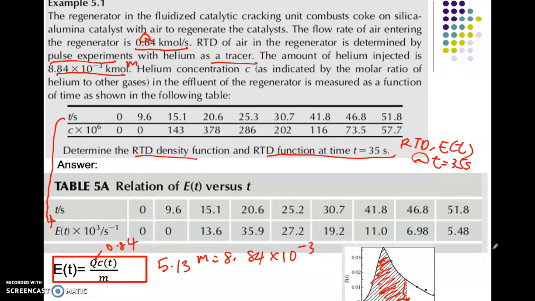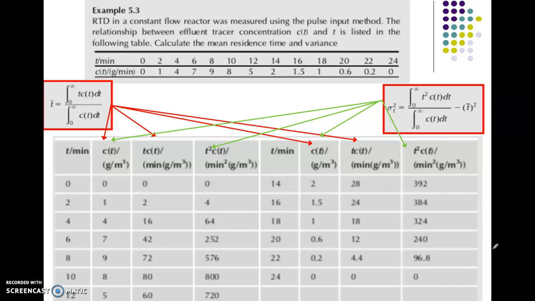So let's go for the next example, example 5.3 in your book. This is a bit more complicated compared to the previous one. They want you to calculate the RTD in a constant flow reactor, which was measured using a pulse input. So this is the keyword.